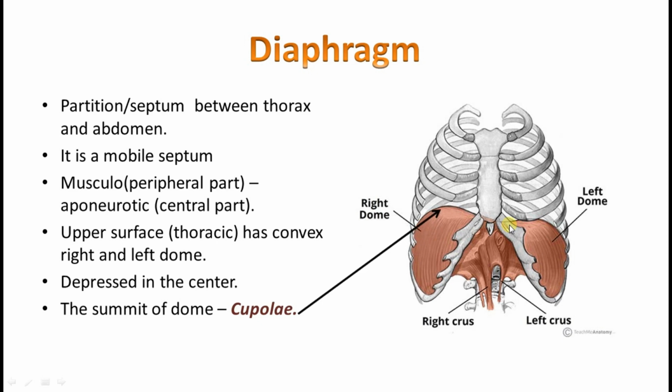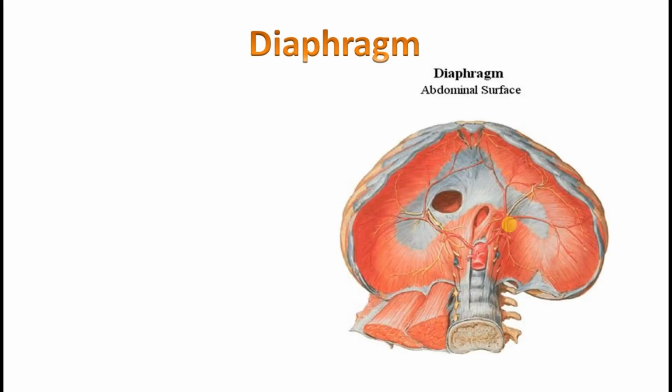So that is the cupula, the highest point of the dome of the diaphragm. Now we are looking at the diaphragm from below. From below it is actually concave or hollow in nature. You will not be able to appreciate the right or left domes or the central depressed part. From below you can see the muscle fibers of the diaphragm, their origin, and the major openings.